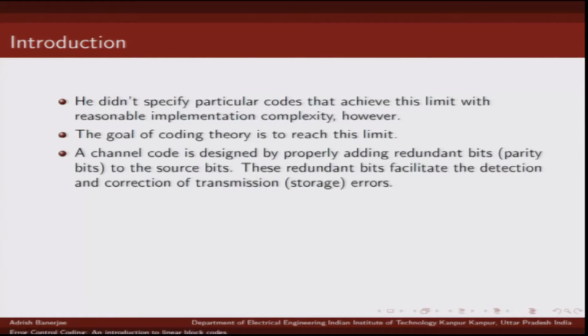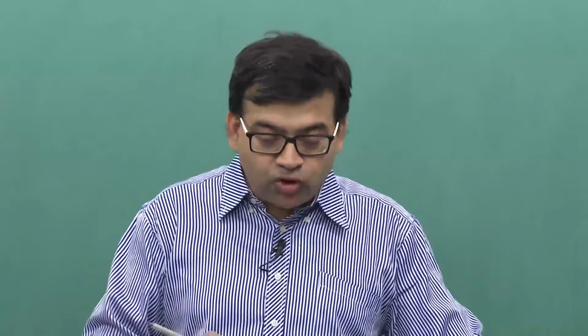And Shannon did not specify how to design such codes. So, that is where coding theorists come into the picture. So, how do we design an error correcting code? An error correcting code is designed by adding some redundant bits to your message bits. The message bits we call information bits, and those additional redundant bits that we add are known as parity bits. We then send this coded message over a communication link. We use these additional redundant bits to detect and correct errors.